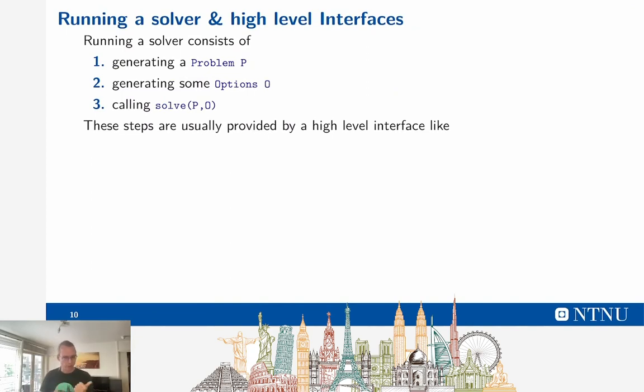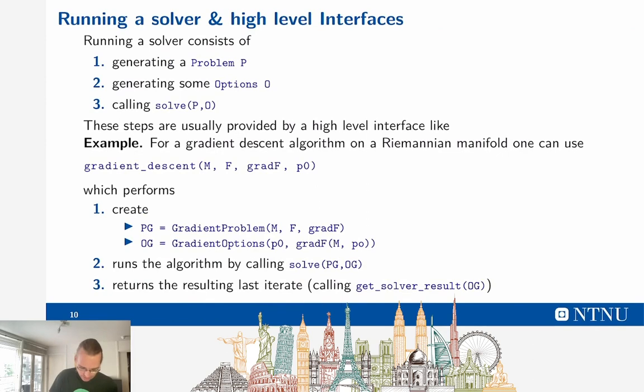And then running the solvers, of course, you have to generate a specific problem, specific options, and call solve. Since this might be a little bit handcrafted, there's always a high-level interface. And as a first example, if we have our manifold M, our function f, the gradient, and some starting point p naught, then gradient descent with these parameters performs a gradient descent on that manifold with a reasonable default of all the other parameters involved. So it generates a gradient problem, with all the fixed static properties that we want to consider, and the gradient options, which will have to store the iterate and get initialized with p0 and a certain gradient, so they get initialized with the gradient grad f of M and p0. Okay, and then of course it runs the algorithm and returns the result using getSolverResult, which returns the current iterate stored in the specific options.